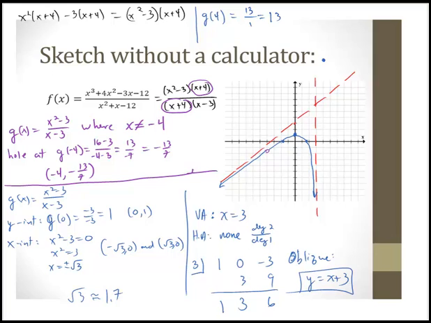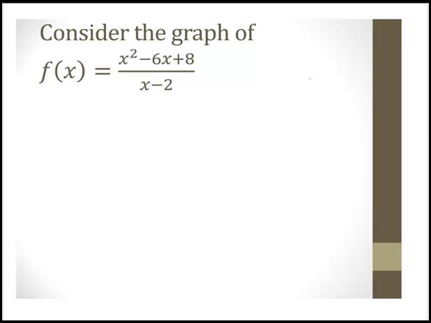Let's get another point. How about when x is 6? G of 6 would be 36 minus 3, that's 33, over 6 minus 3 is 3, that's 11. So g of 6 is 11, so that's about here. So it looks like the curve is going to do something like this. Alright, and so there's a sketch of the curve. Now that we've seen how to graph a couple of them, let's consider another example.